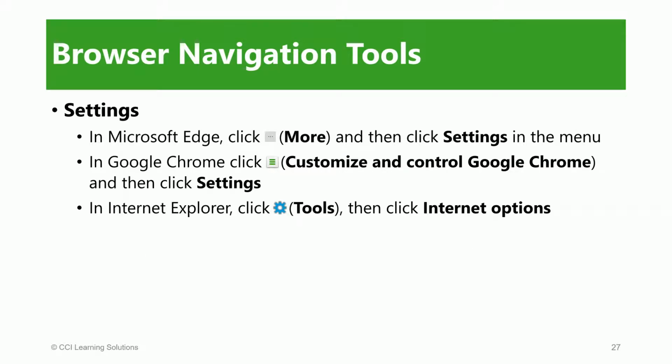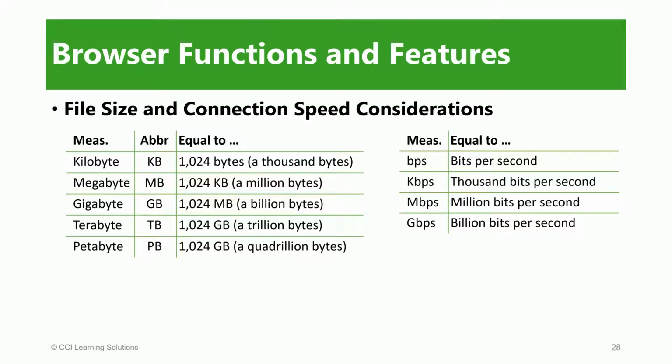So in the settings, in Microsoft Edge, you can click on the triple dots for more and then click settings in the menu. In Google Chrome, you can click on the three bars, customize and control Google Chrome, and then click settings. In IE, you can click the cog tools, then click internet options.